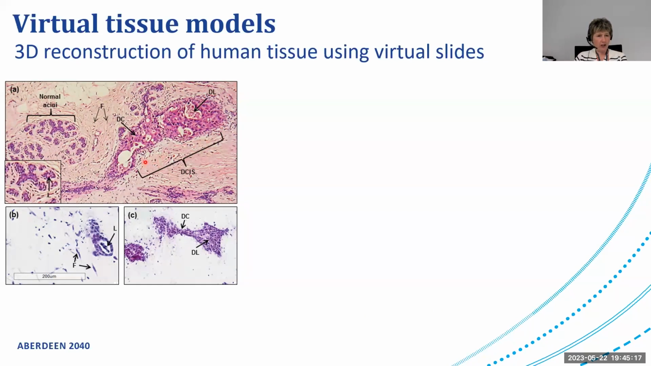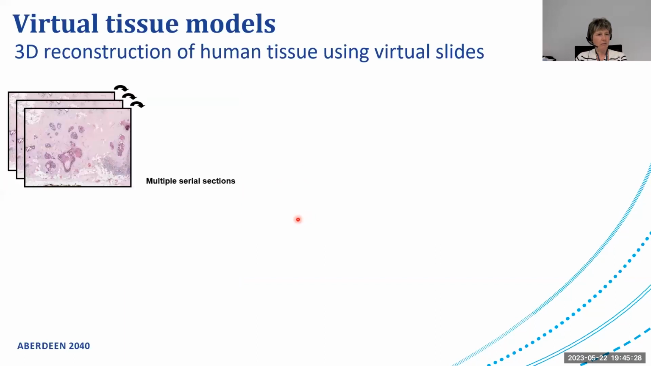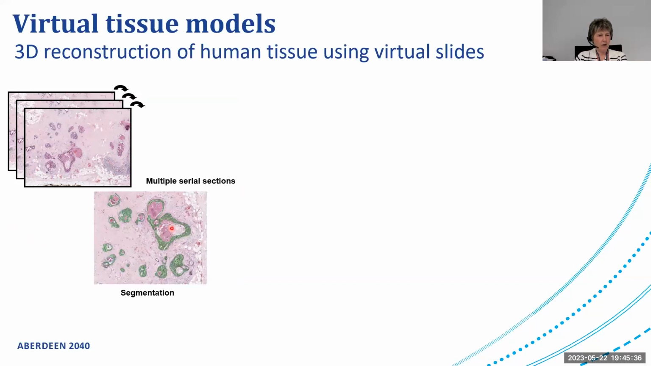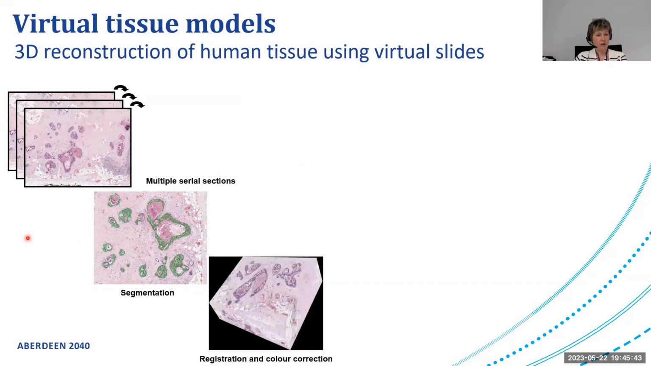So here we have a section of tissue showing an area of ductal carcinoma in situ, or DCIS. What we're able to do with this is to take multiple serial sections of this DCIS, and using a process called segmentation, we can identify the areas that we want to study. And then we can use a computer technique called registration and color correction, whereby all of these 2D sections are stacked up together, and you make this 3D model.